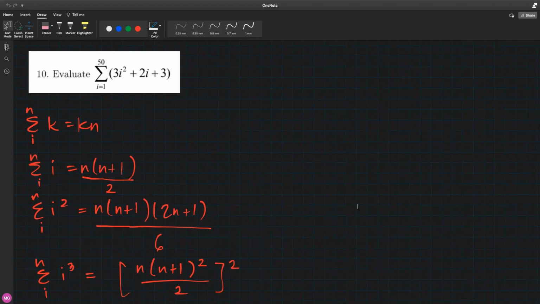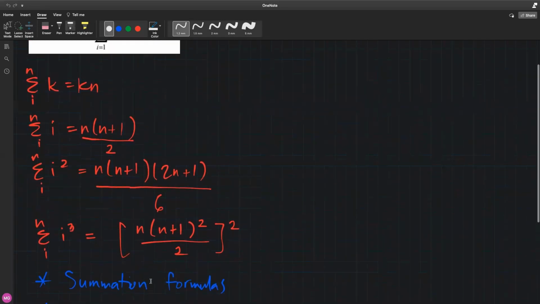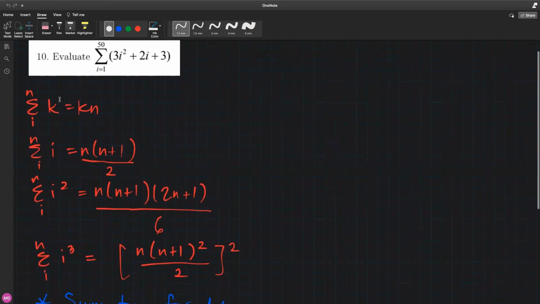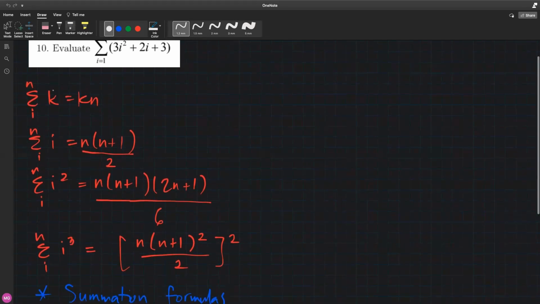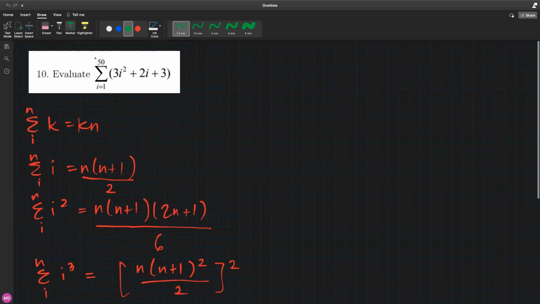For our last question, this would be making use of our summation formulas in sigma notation. So you can refer to the ones here that are written in red. The summation of i from i to n, that would be n times n plus 1 over 2. And there's also i squared and i cubed over here. So we will consider this 50 to be our n. n equals 50.